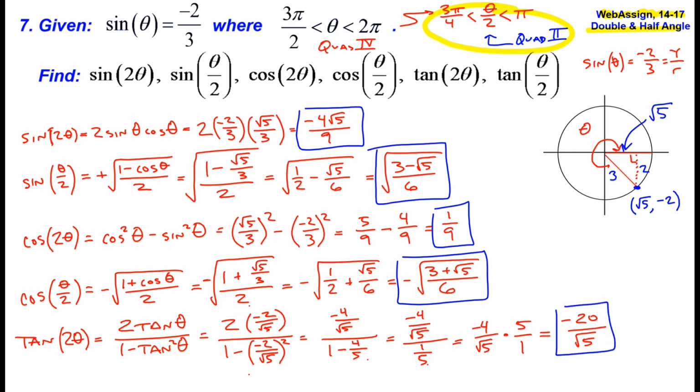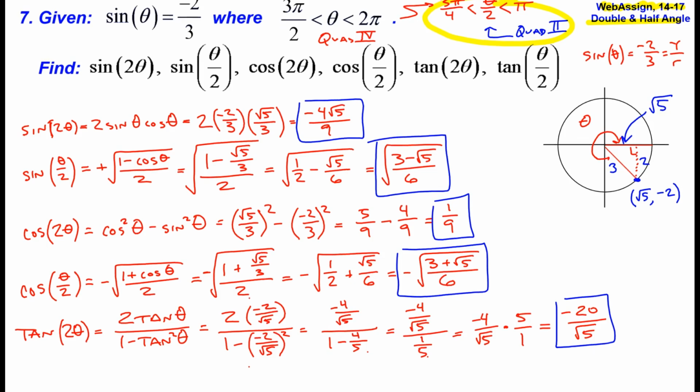All right, that's tangent of 2 theta. Notice that I did not rationalize the denominator. If you wanted to, you could multiply by root 5 over root 5 and turn that denominator into a nice rational number. All right, so let's move on. We got one more to do here. We'll have to scroll down to do that.